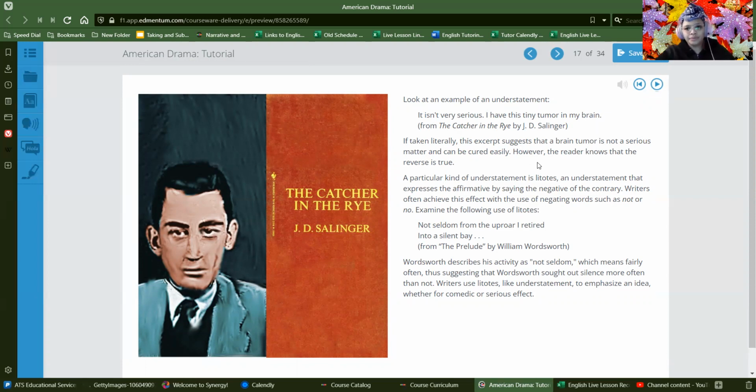And then they give you litotes here. A particular kind of understatement is litotes, which is an understatement that expresses the affirmative by saying the negative of the contrary. That sounds really confusing, but we're going to get into an example of it. So you're expressing the affirmative by saying the negative of the contrary. Like if you were to say, no, it's not that bad, what you're actually saying is that it's good, by negating a negative.